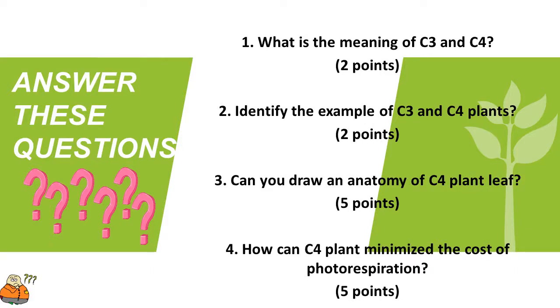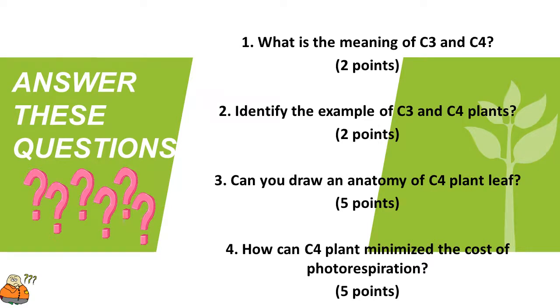Now, can you answer these questions? Number 1, what is the meaning of C3 and C4? 2 points. Number 2, identify examples of C3 and C4 plants. 2 points. Number 3, can you draw the anatomy of a C4 plant leaf? 5 points. Number 4, how can a C4 plant minimize the cost of photorespiration? 5 points.